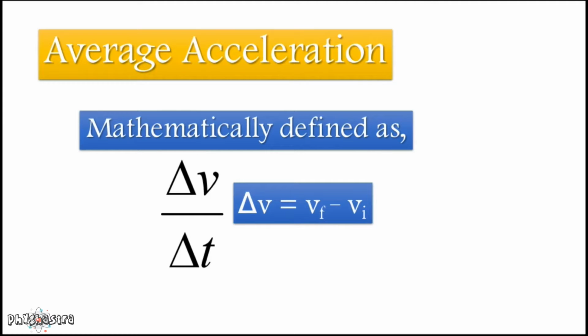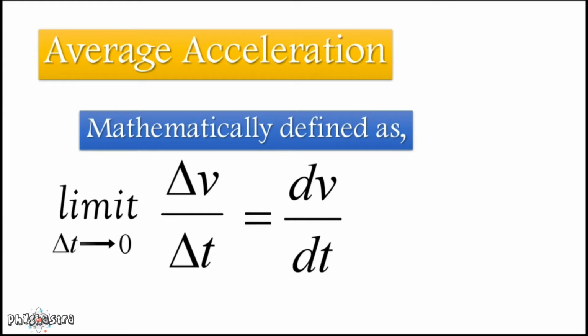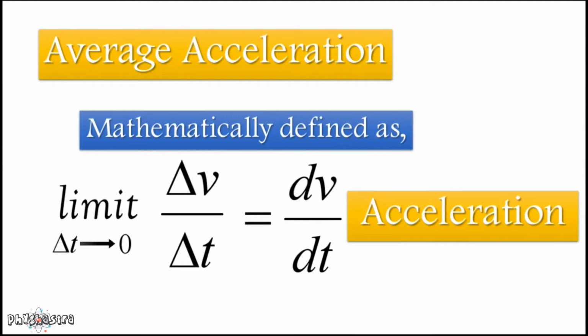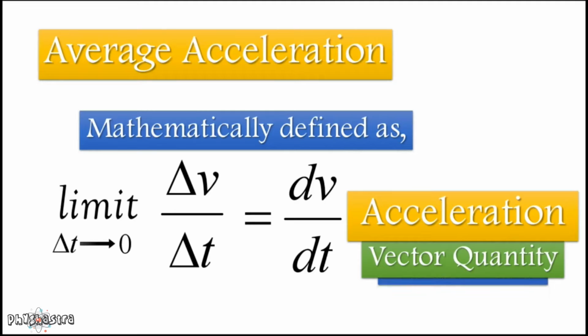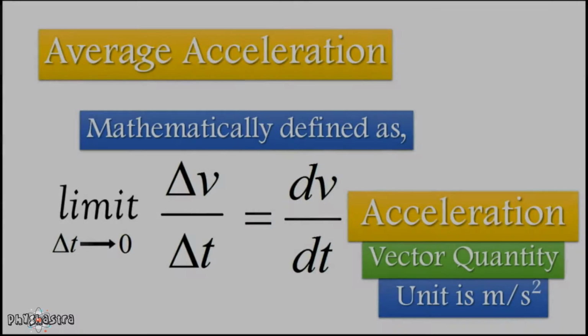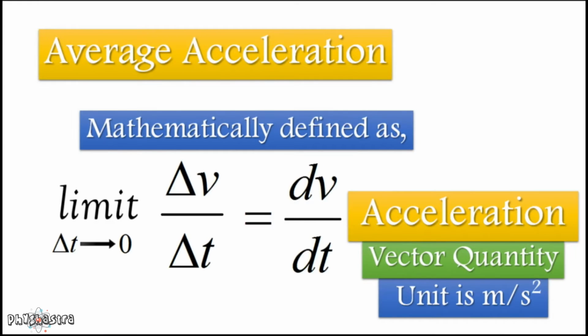But this con is overcome by the limit. When the limit of delta t approaches 0, we get the derivative form of acceleration. For this very small delta t, this equation is called instantaneous acceleration or just acceleration. Acceleration is a vector quantity which has both magnitude and direction. Its unit is meter per second squared because velocity has unit meter per second and time is in seconds. Therefore, we get the unit of acceleration as meter per second squared.